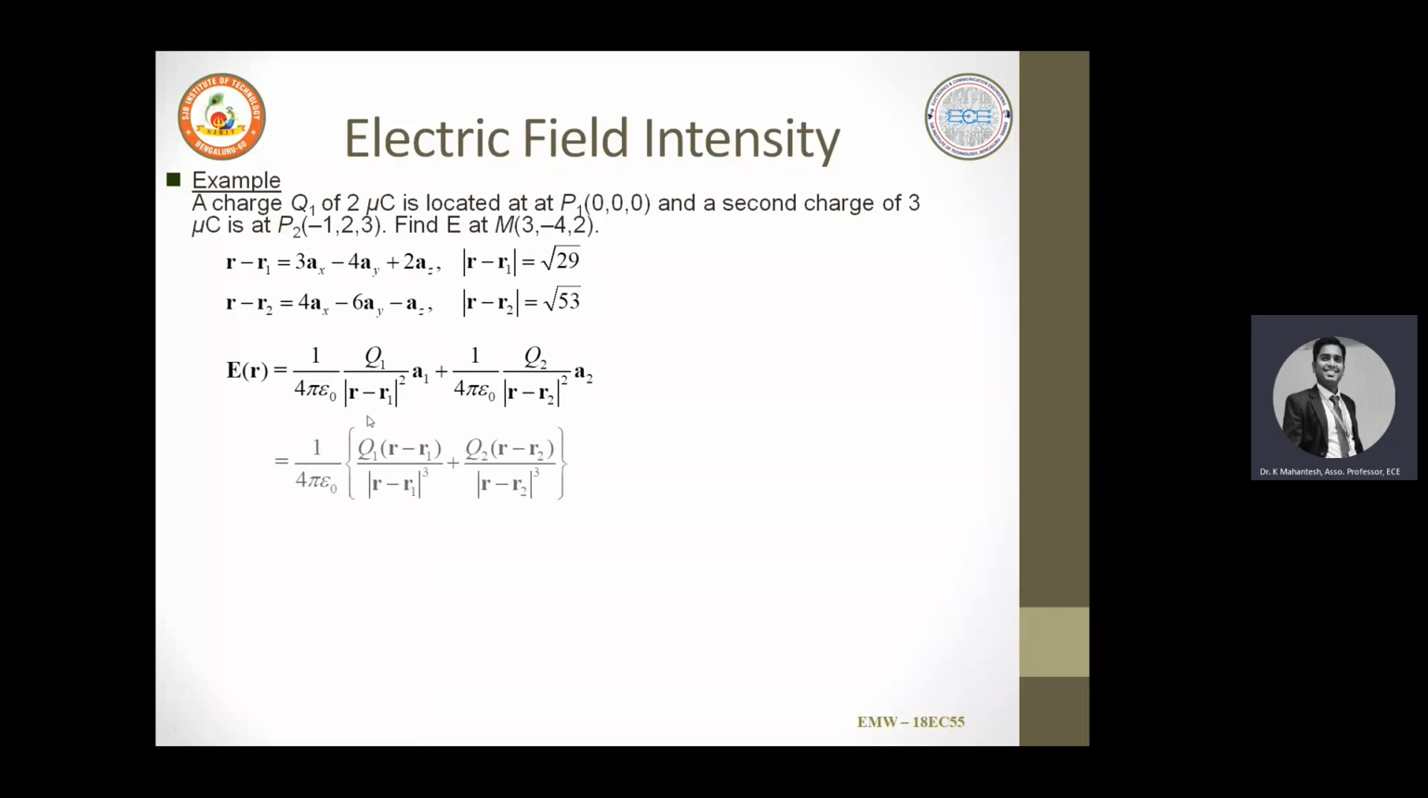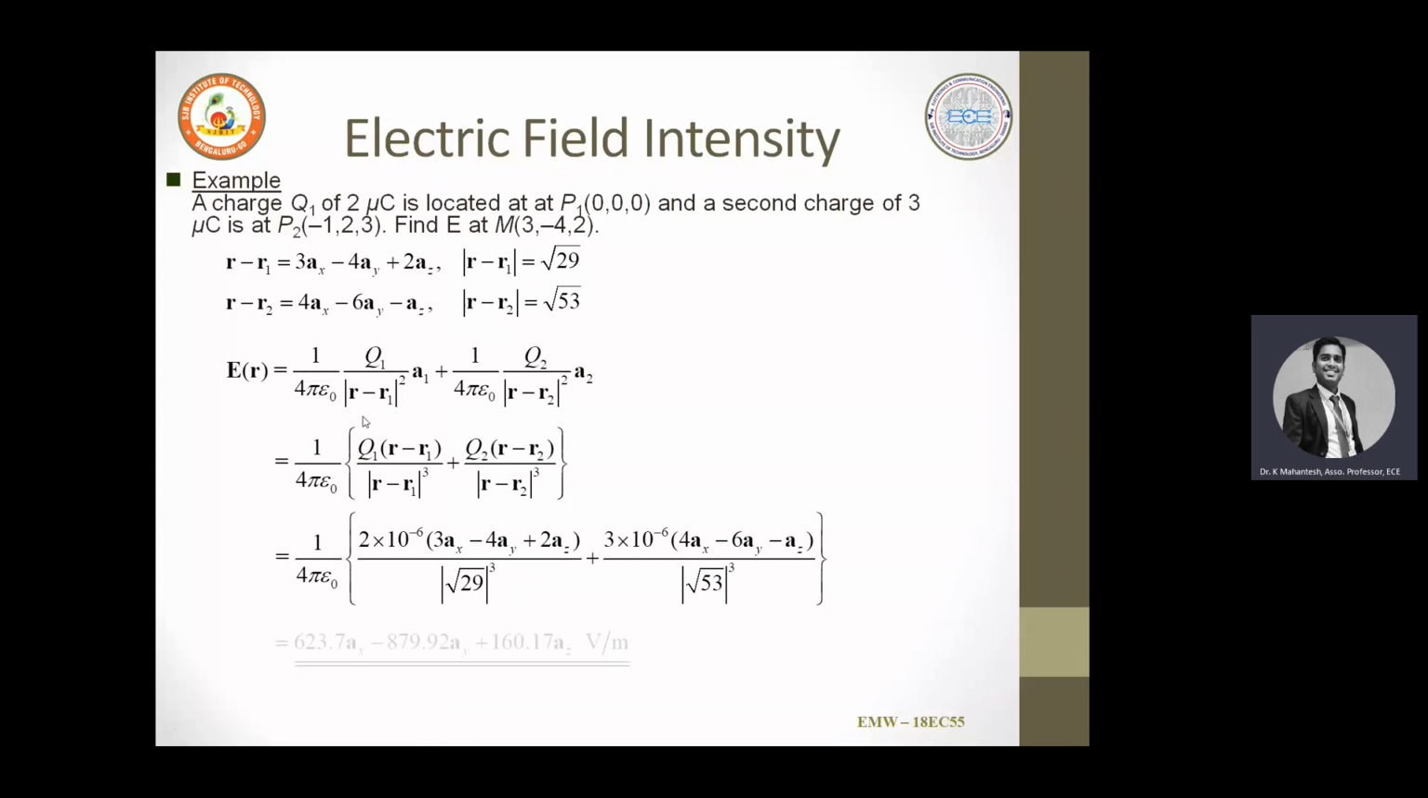And now it's simple math. Just substitute all the values of the given charges as well as the locations and the magnitude values which were computed, and you shall get this answer: 623.7 ax − 879.92 ay + 160.17 az volts per meter. Don't forget this unit in the SI system. So it is the electric field intensity due to two point charges located at P1 and P2 at M, which is located at (3, −4, 2).